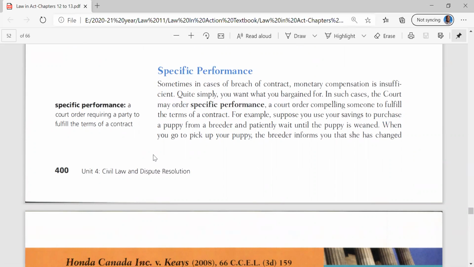Then there's also what's called specific performance, which is a court requiring a party to fulfill the terms of a contract. So Thomas didn't fix my shed. I want my shed fixed. He says no, so I sue him. He's going to come back and fix it properly, right?